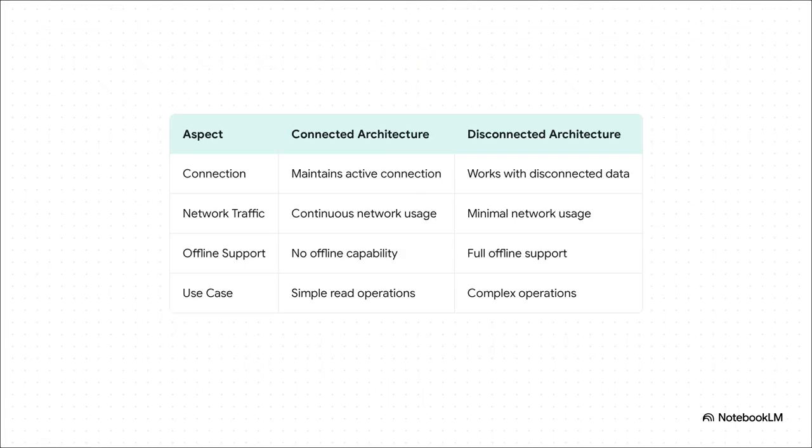This table really lays out the trade-offs perfectly. With the connected architecture, that connection is always active, which means you have constant network traffic, and obviously zero offline support. The disconnected model is the exact opposite. It's designed to minimize network chatter and is built from the ground up for offline use. And this choice directly points you to when you'd use each one. Simple, real-time stuff, go connected. Complex work that needs to survive a bad connection, you're going to want disconnected.